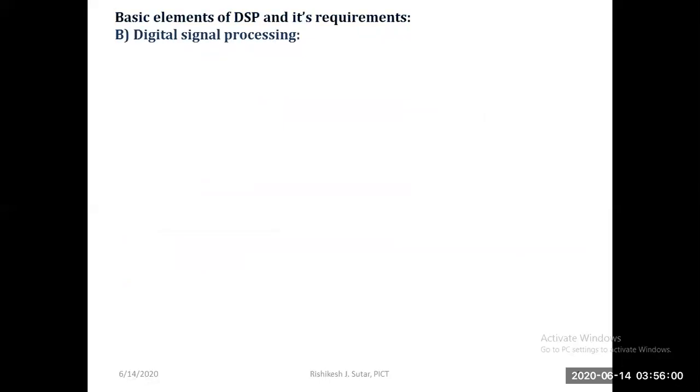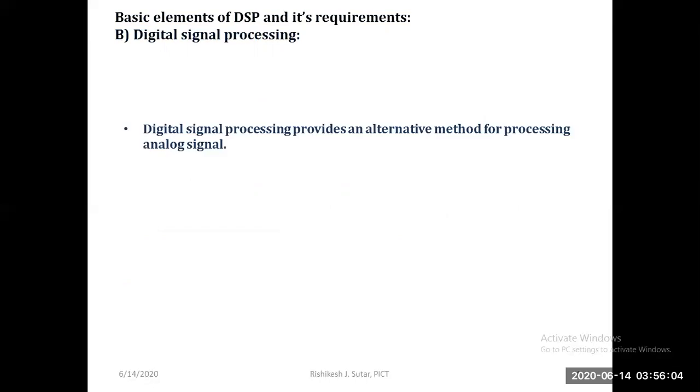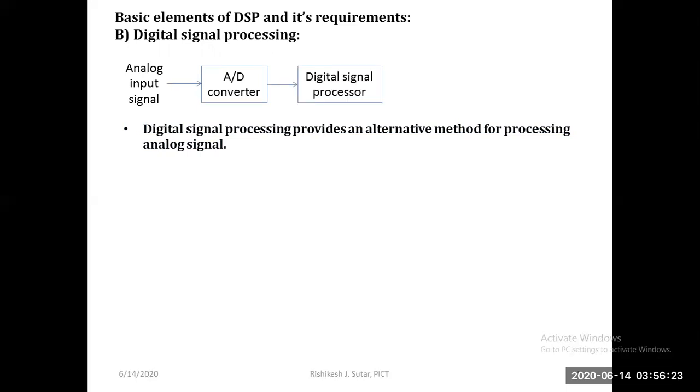Now let us try to understand the digital signal processing. Basically, digital signal processing provides an alternative method for processing the analog signal. Here you can see it is the analog input signal. Then we have A to D converter. Then we have digital signal processor. Digital signal processor processes only digital signals.